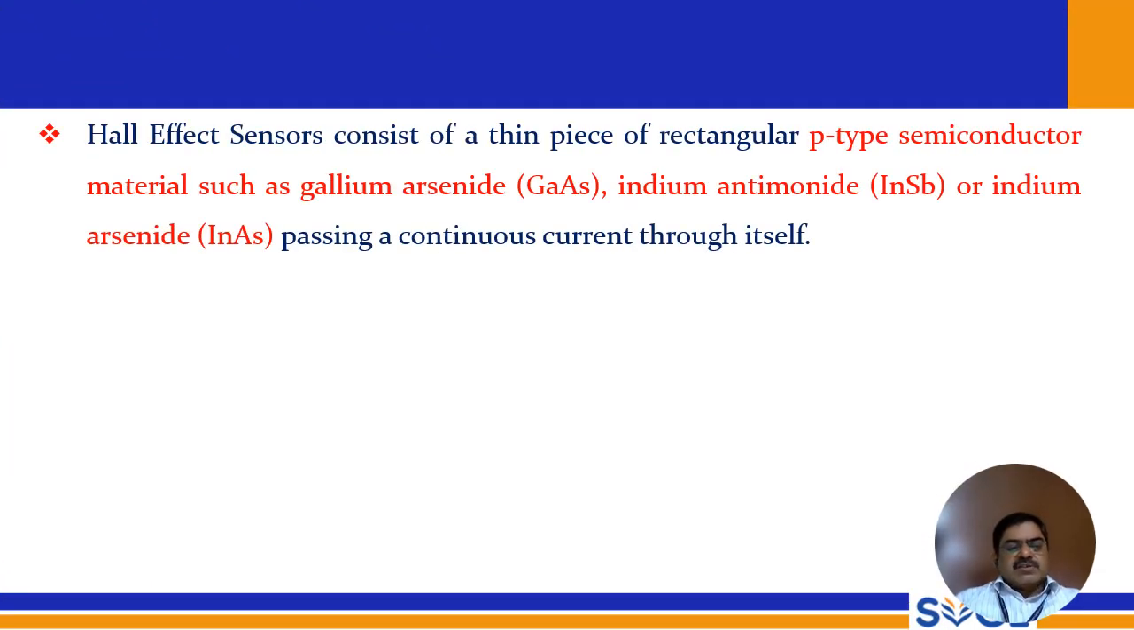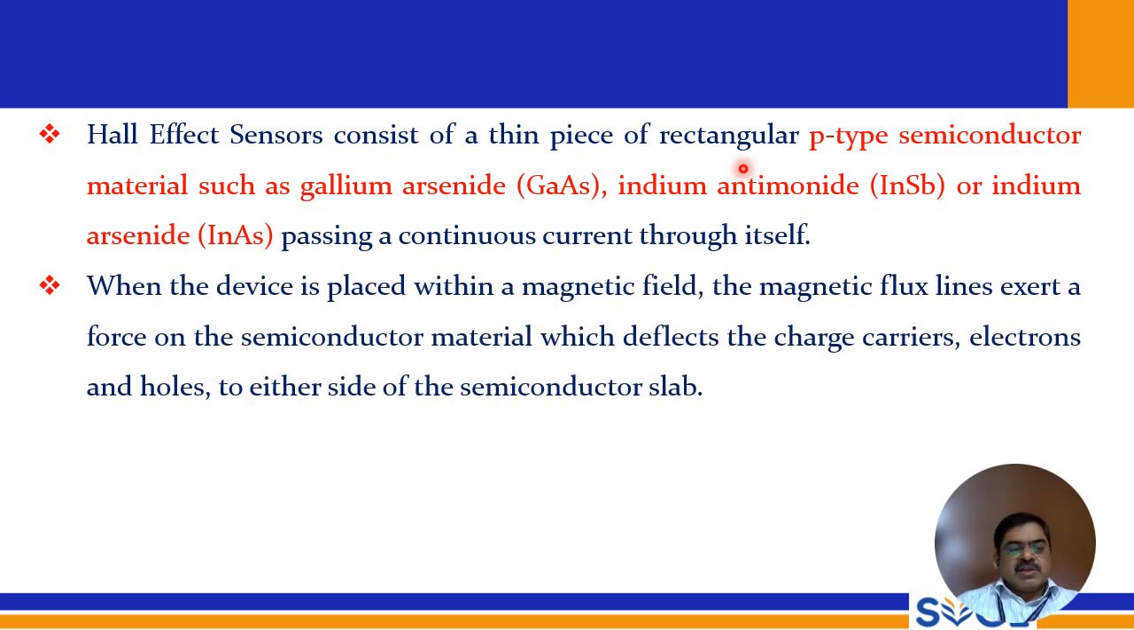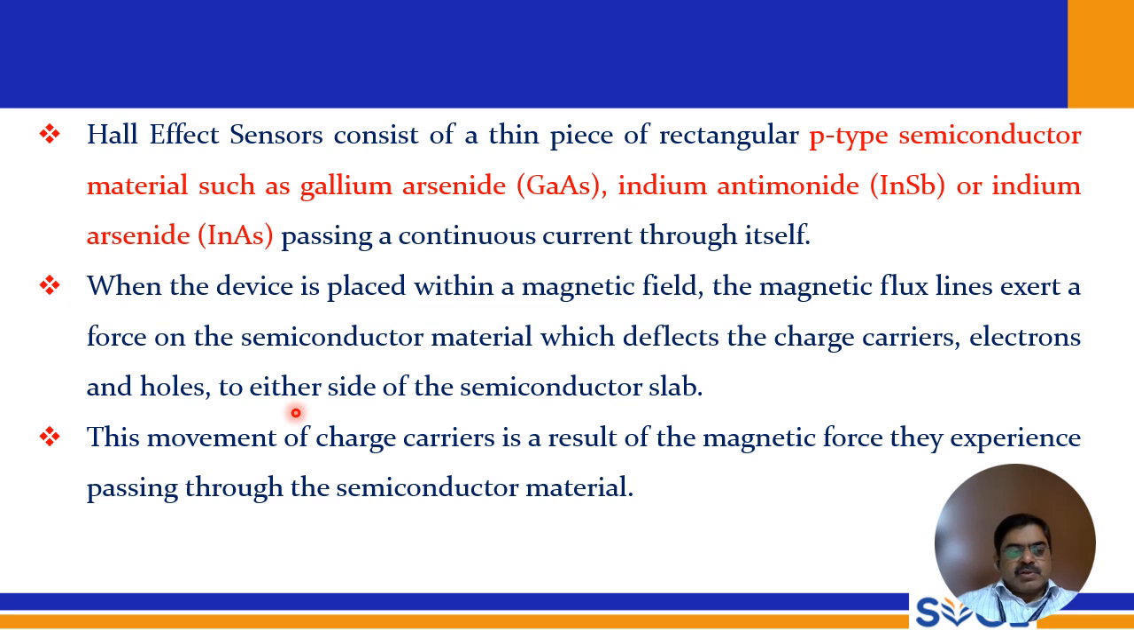The Hall effect sensor consists of a thin piece of rectangular p-type semiconductor material. These materials are used: gallium arsenide, indium antimonide, and indium arsenide. These are the three materials. When the device is placed within a magnetic field, the magnetic flux lines exert a force on the semiconductor material which deflects the charge carriers, electrons and holes, to either side of the semiconductor slab. So, those are diffused. This movement of charge carriers is a result of the magnetic force they experience passing through the semiconductor material.